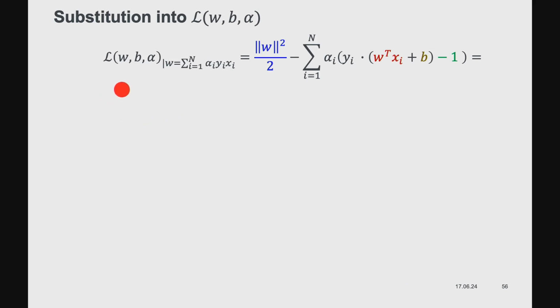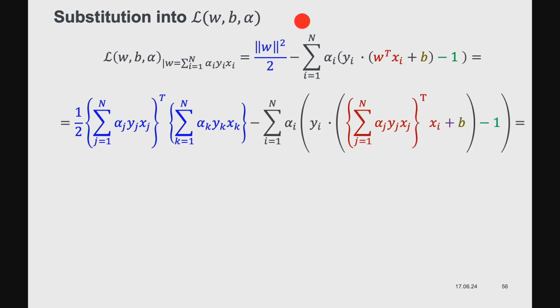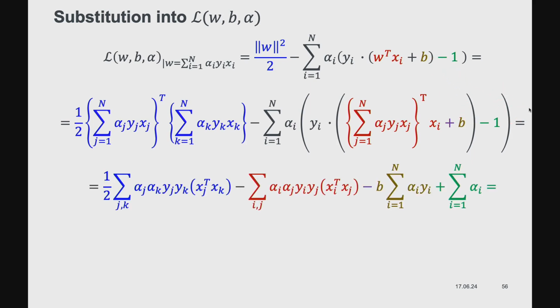So our loss function, given that our w is this linear combination, is now this whole term, which we can take apart. The w square half is nothing else than this linear combination multiplied with itself. Then in this loss function, we have the alpha I, the yi's are given. The W transpose xi are this W times xi. The B is the B, and the -1 is the -1. And now we can simplify.